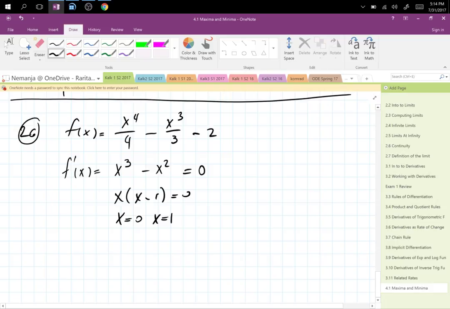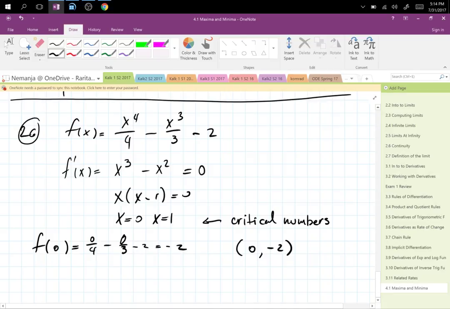Now, our job is not done because these are critical numbers. We need critical points. What do I do? Yeah, that's good. So plug back into the original function to get y values, and there they are. So 1/4 minus 1/3 is negative 1/12, so negative 1 over 12.